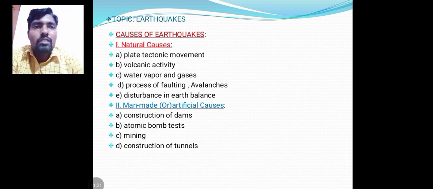Next slide. Causes of earthquakes: natural causes and man-made causes. Natural causes are plate tectonic movements, volcanic activities, water vapors and gases, the process of faulting, avalanches, and disturbances in earth balance. Natural causes include continental drift or plate tectonic movement. If a volcano in the subsurface blasts or erupts, that is one of the causes for earthquakes. Water vapor and gases, faulting and avalanches, and disturbance in earth balance are also causes.